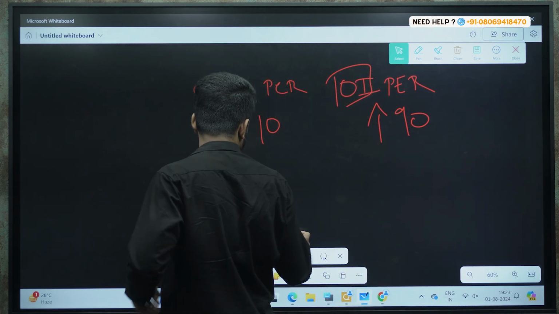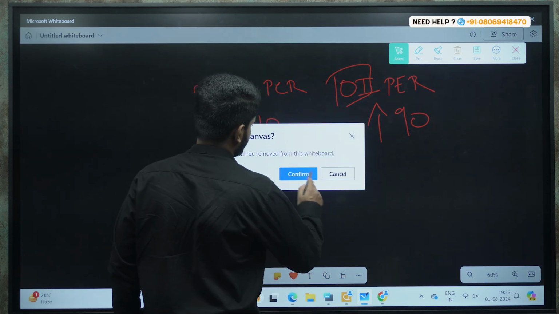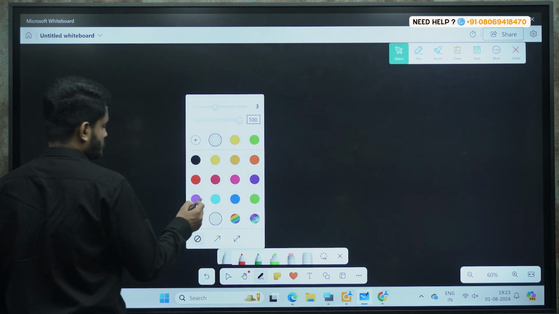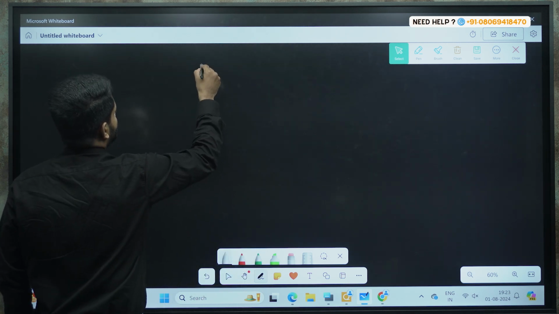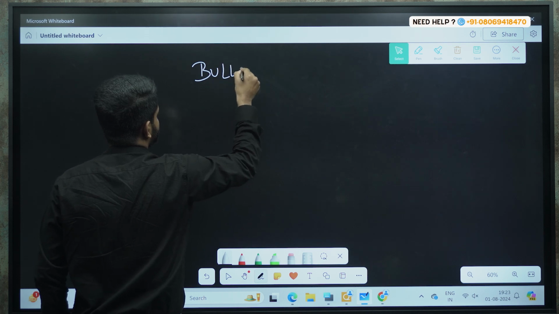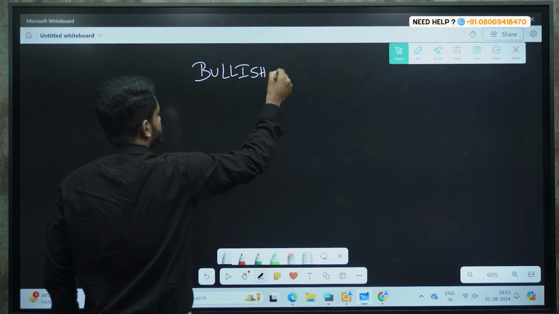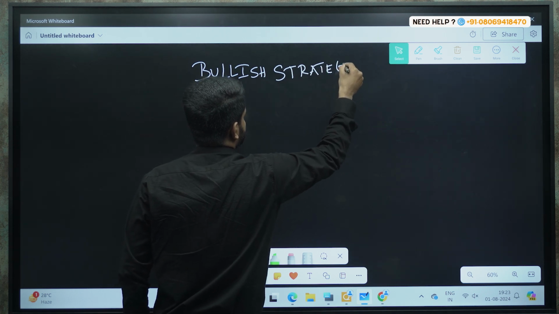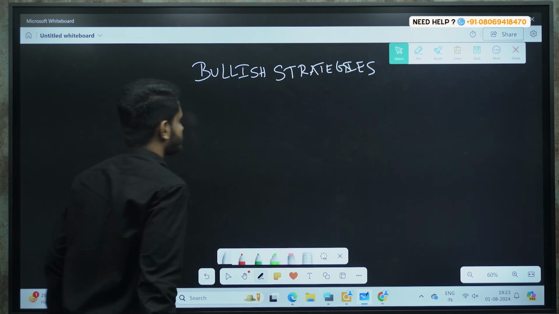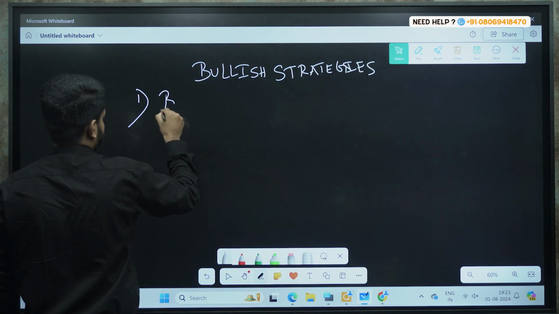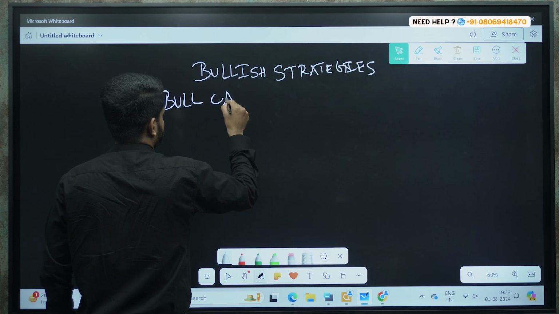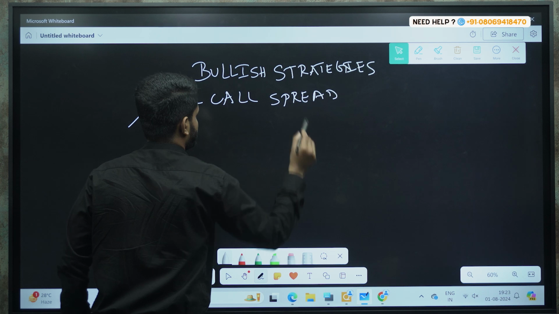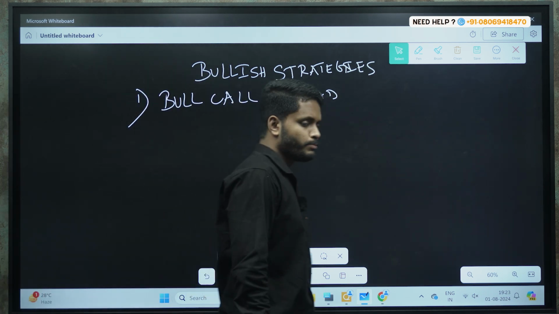Correct. Now let us go and check what all are the strategies which you can use. A very simple strategy we'll talk about. First we'll talk about bullish strategies. First is bull call spread.